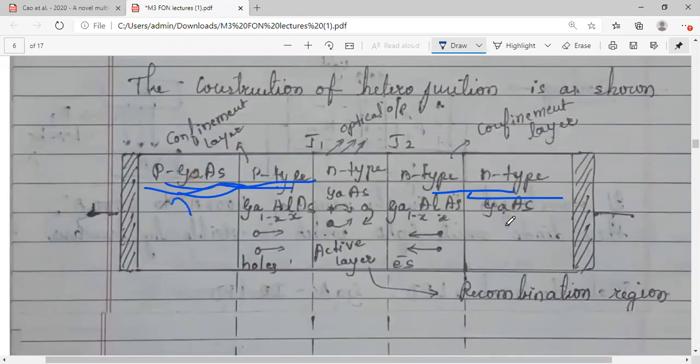Make these N type, these P type, and accordingly make it a forward bias. Forward bias will be something like this, right? This is P, this is N. So please make that correction.